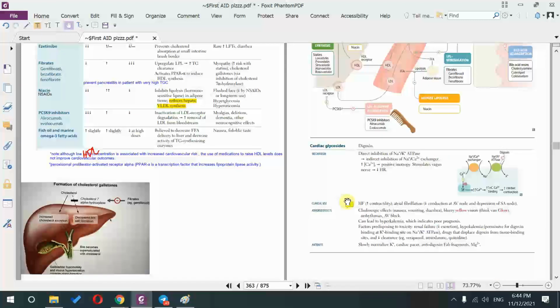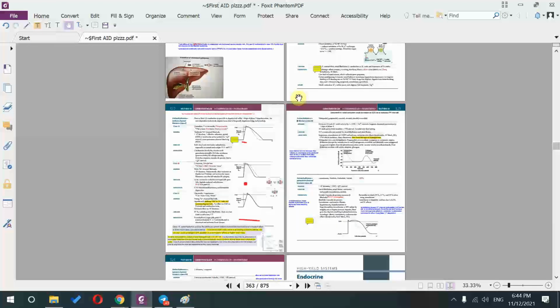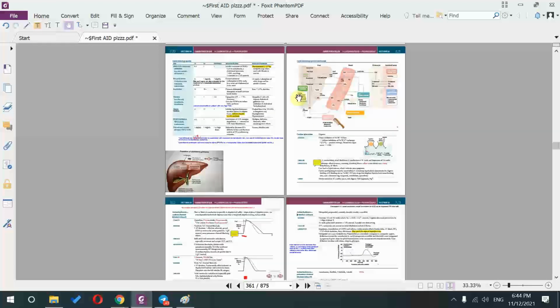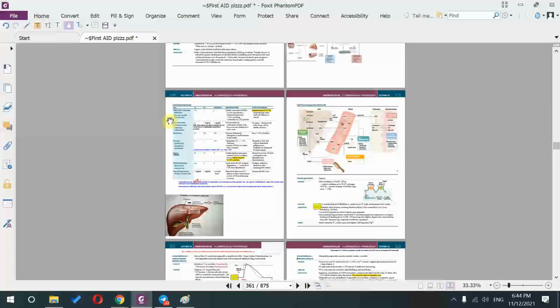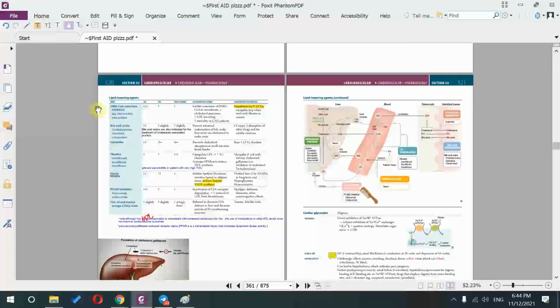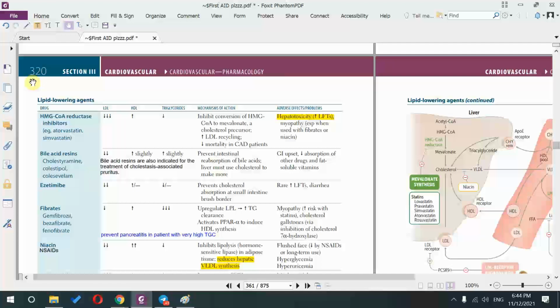Okay, now we'll speak about different categories of drugs. The next category is a group of drugs that you will be using every single day in your practice. Literally, lipid lowering agents. Exactly, you never give it alone.